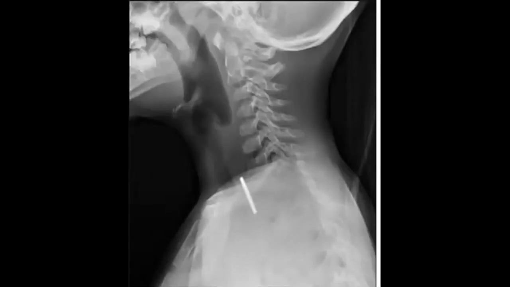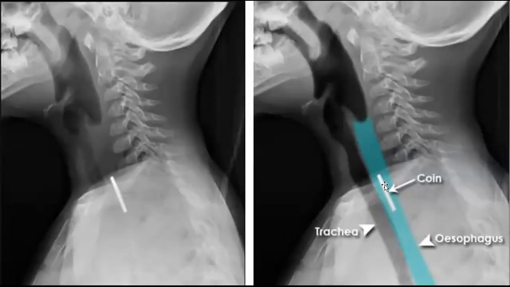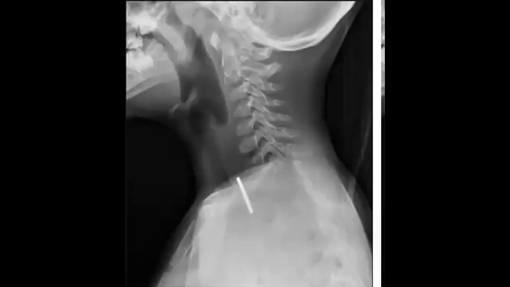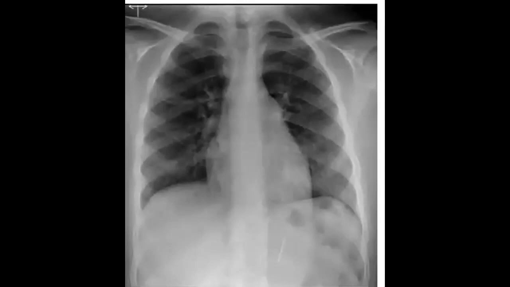And here in the lateral, you can see the trachea, and this one is behind the trachea. So it is in the esophagus. The coin is here. Then he entered with the endoscope in the esophagus and removed the coin, and successfully the patient is in good condition.